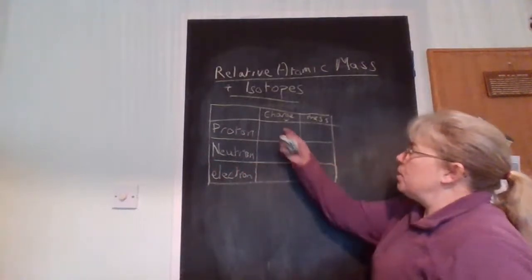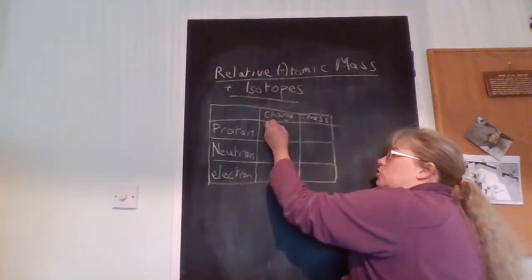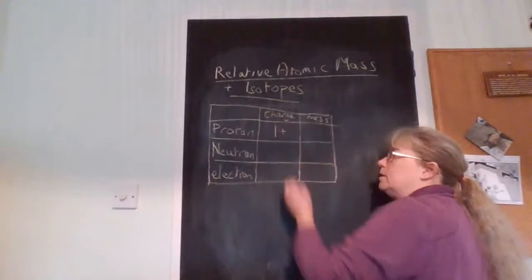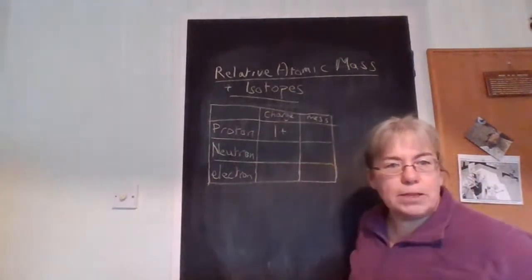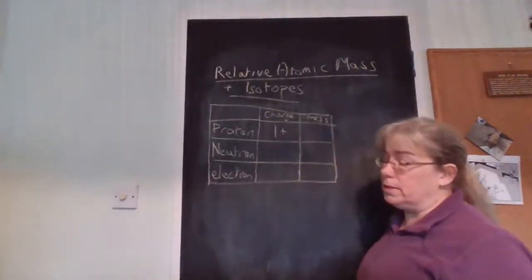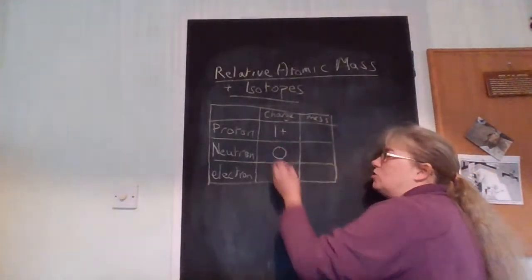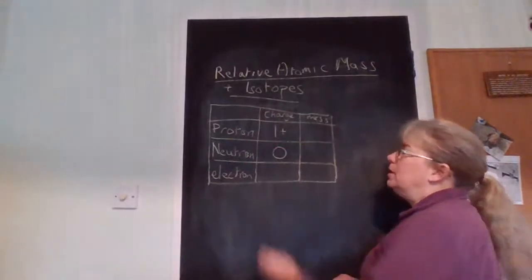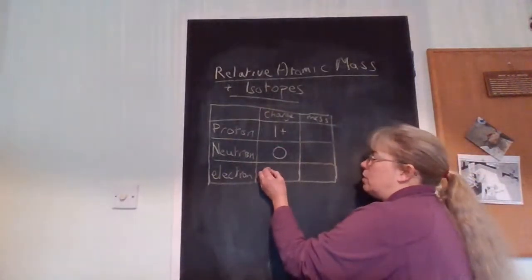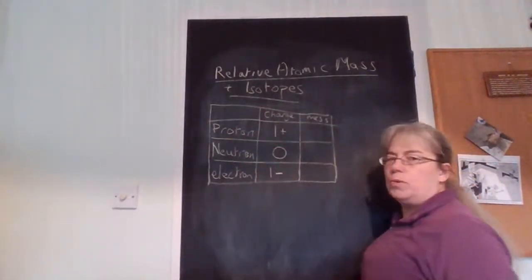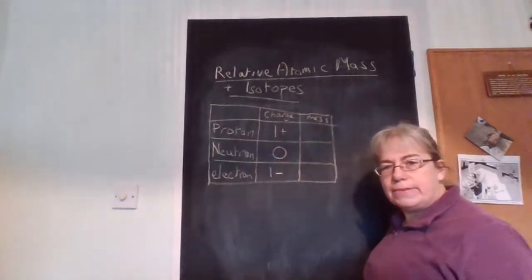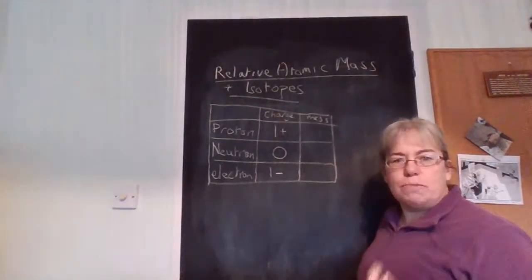So proton, if you remember, has a charge of +1 or 1+. It doesn't matter which way round you put it. If you're doing an exam, they'll understand. Neutron has no charge, it's neutral, hence the name neutron, and the charge on an electron is 1- or -1. If you just put a minus in, that's fine. Just remember that.